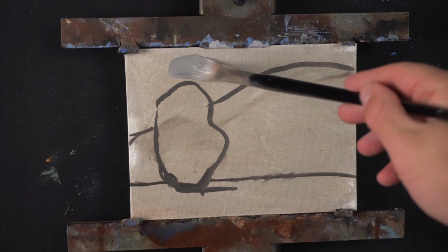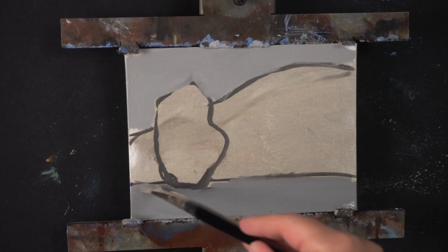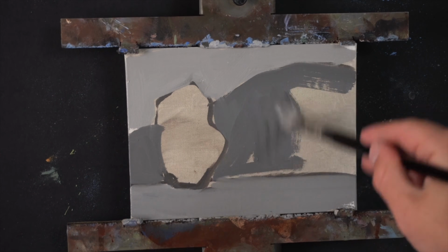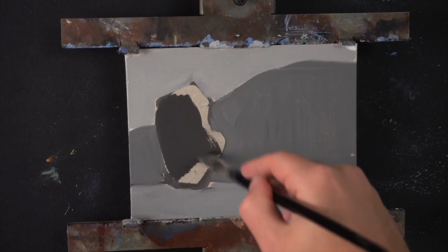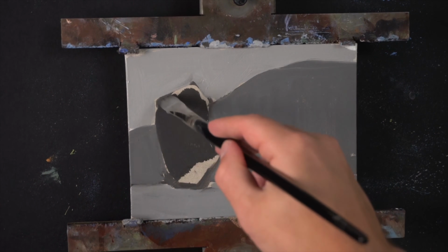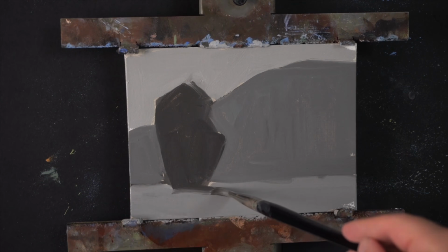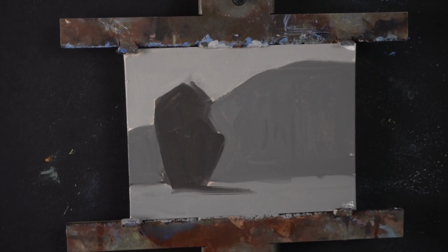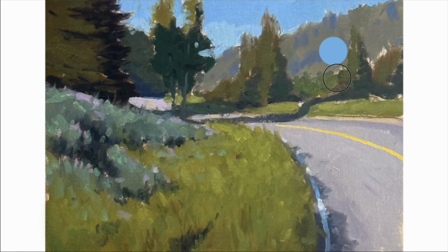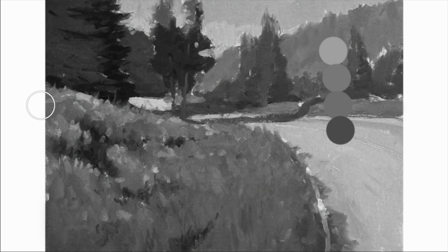Now let's look at the basic value structure of a landscape. Don't get this confused with the value map that I was just talking about. This is different. Most landscapes naturally fall into 4 main value planes. The sky is usually the lightest, the ground is the second lightest, slanted planes like hills and mountains are darker, and vertical objects like trees and buildings are the darkest. Photos often hide this structure, which is why paintings can feel flat. But once you understand these value relationships, your landscapes instantly become more believable.